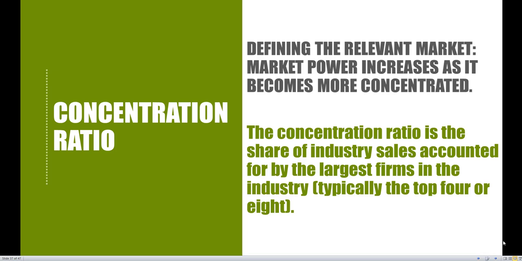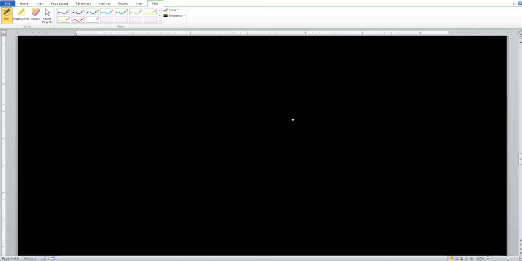One way to measure how concentrated or how monopolized an industry may be is through the usage of concentration ratios. Concentration ratios tell us exactly what share of industry sales or market share is accounted for by the largest firms within the industry. Typically the top 4 or top 8, but that number can change depending on the needs that we have. So let's take a look at the concentration ratio and see how we calculate it.